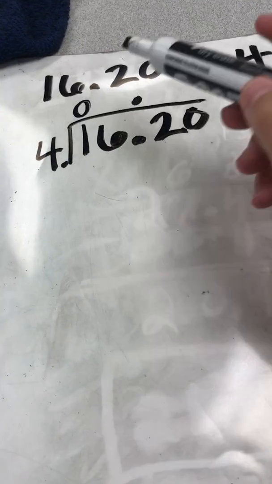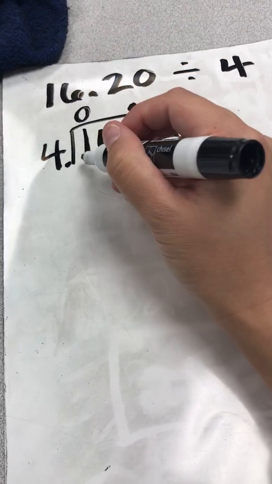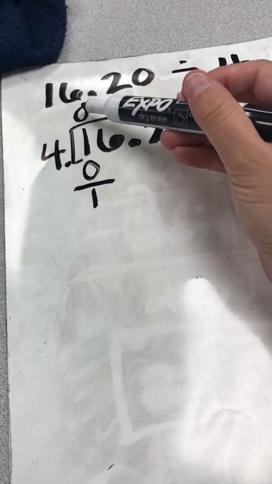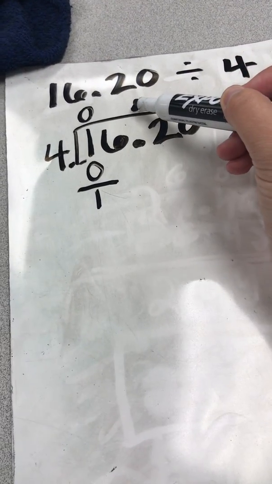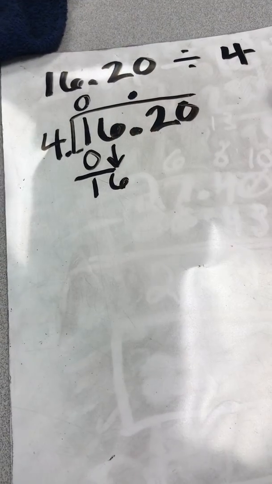Okay, a lot of you don't like to actually multiply this out and say 0 times 4 is 0 and then subtract that and get 1 there again, which is fine. You can skip that step, still put that 0 on top of that 1 to hold that place value so you can make sure that your decimal lines up in the right place. I'm going to bring down my 6, so now I have 16.